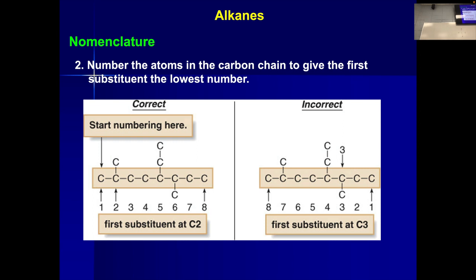And again, this isn't English class. This isn't always from left to right. You have to figure out which way to number. It turns out here that you're going to number from the left to the right, not the right to the left, because you come to the first substituent at carbon number 2. Here you come to the first substituent at carbon number what? 3. 2 is less than 3. You're going to want to give your substituents the lowest possible, what we call location number or locant.